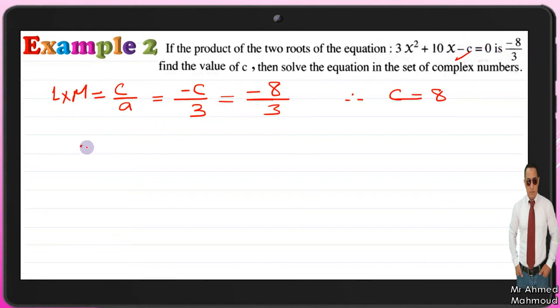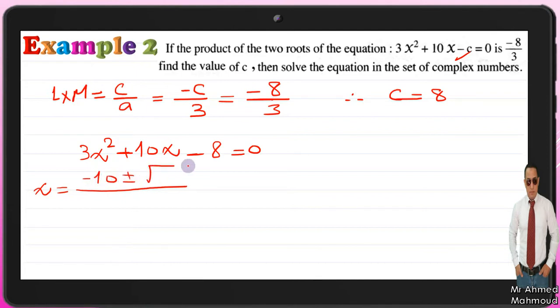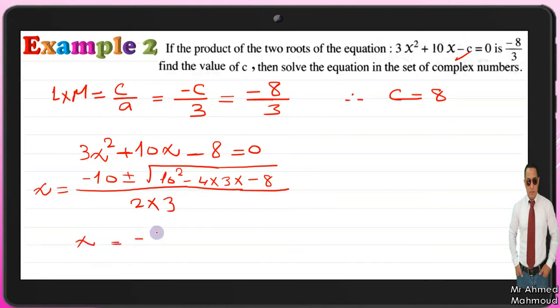So the equation is 3x² plus 10x minus 8 equals 0. Now I'm going to solve the equation by using the formula. a equals 3, b equals 10, c equals negative 8. So x equals negative b, plus or minus the square root of b² minus 4ac, with 3 times negative 8, over 2 times 3. So we have two solutions: x1 equals negative 5 over 2 and x2 equals 1.